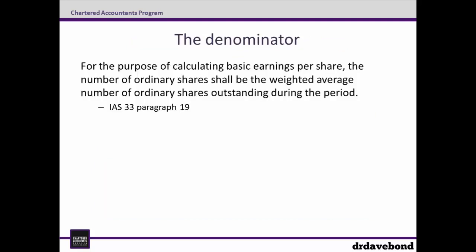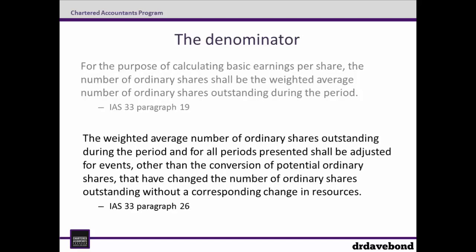Now that we've dealt with the numerator, it's time to move below the line and check out how we calculate the denominator. Paragraph 10 tells us that for the purpose of calculating basic earnings per share, the number of ordinary shares shall be the weighted average number of ordinary shares outstanding during the period. But depending on how the shares were issued, it's not quite as straightforward as that. That's because paragraph 26 requires that adjustments be made when there are events, other than the conversion of potential ordinary shares, that have changed the number of ordinary shares outstanding, without a corresponding change in resources.